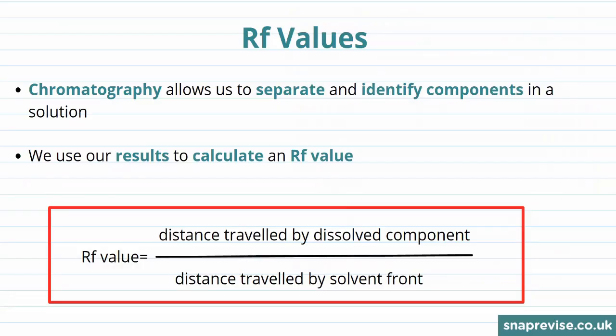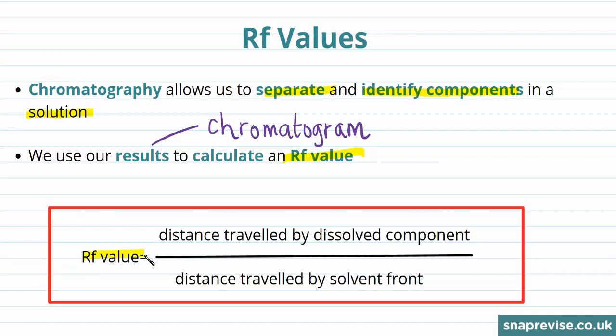If you've watched our video on chromatography, you'll know that chromatography is a physical process which allows us to separate and identify the components in a mixture, specifically when that mixture is in solution. We can use the results from a chromatography experiment, which is the chromatogram, to calculate a useful method of comparison known as an RF value.